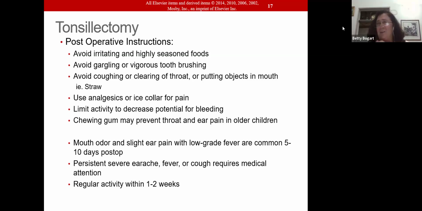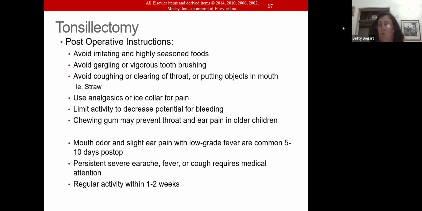Don't have any foods that irritate or spice, like orange juice, no. Lemons, no. Any high seasoned, any good pepper, no, forget it. No gargling, vigorous toothbrushing. They shouldn't be coughing, clearing their throat, nothing in their mouth. Now, they used to give a hydrocodone liquid medicine to them, but today they realize that they don't need much of anything. So acetaminophen is actually a really good analgesic for them.